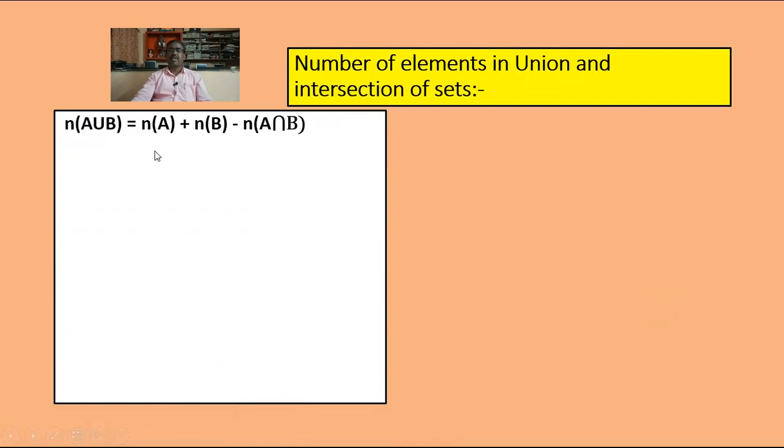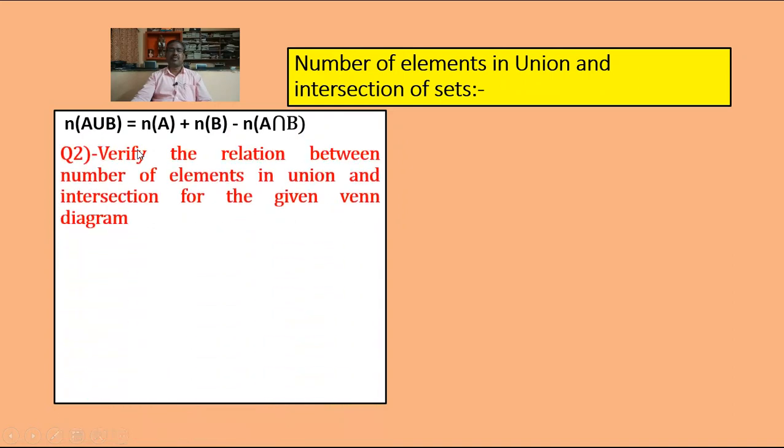Number of elements in union and intersection of two sets. n(A union B) is equal to n(A) plus n(B) minus n(A intersection B). Verify the relation between number of elements in union and intersection for the given Venn diagram. Prove this property with the help of the Venn diagram.